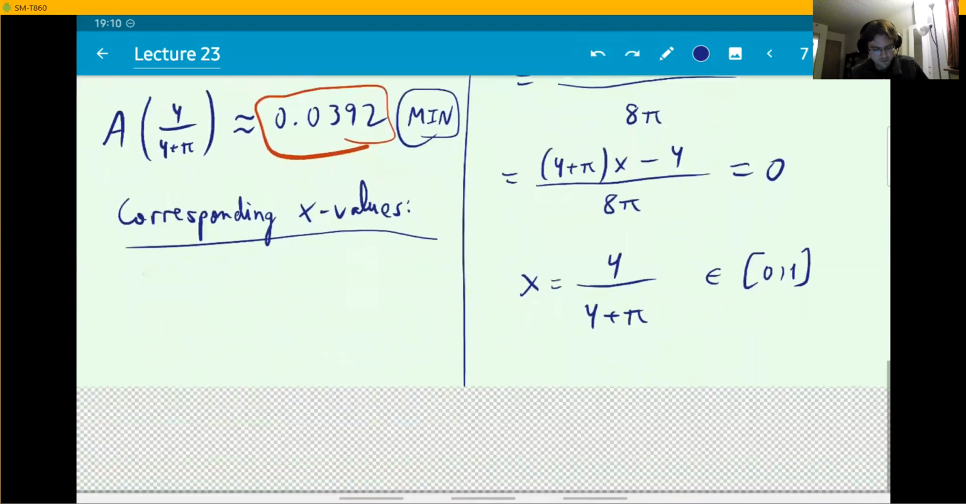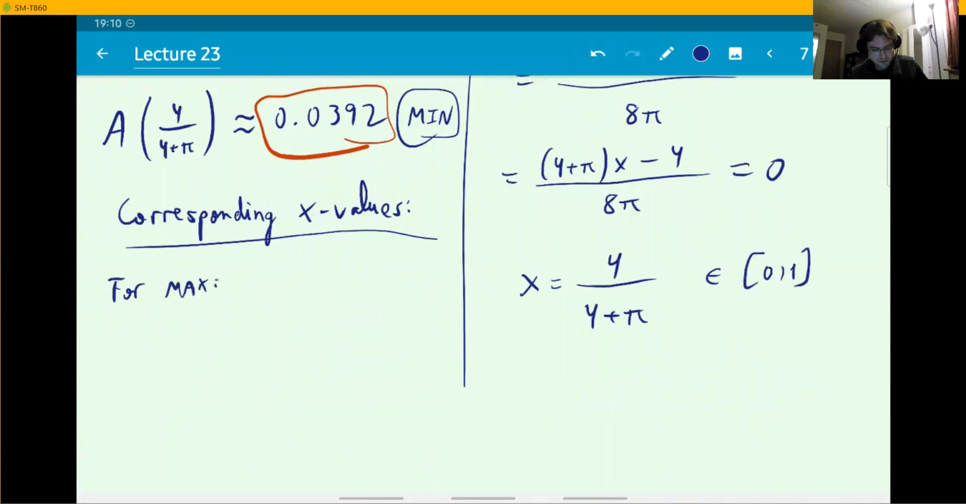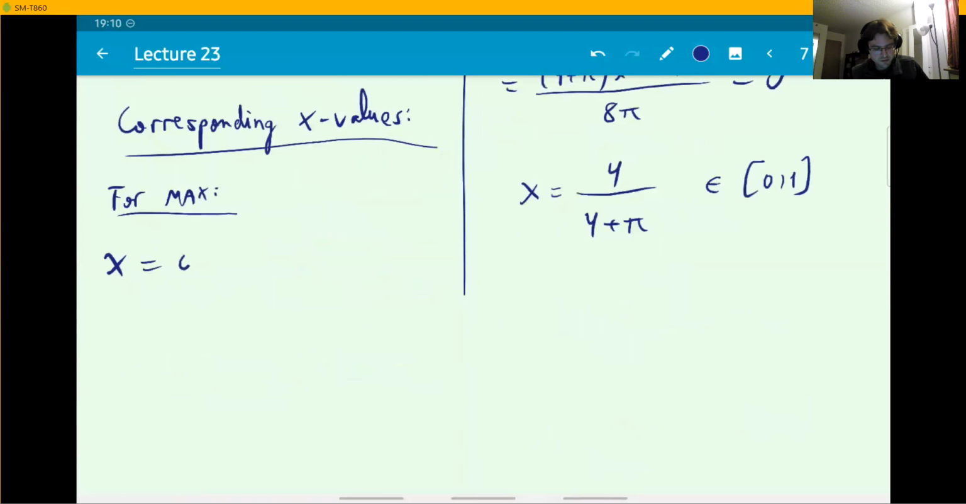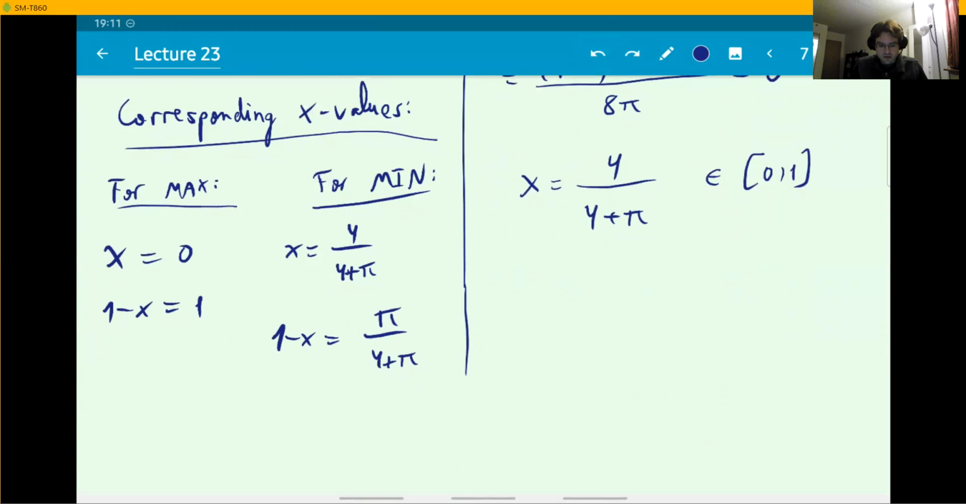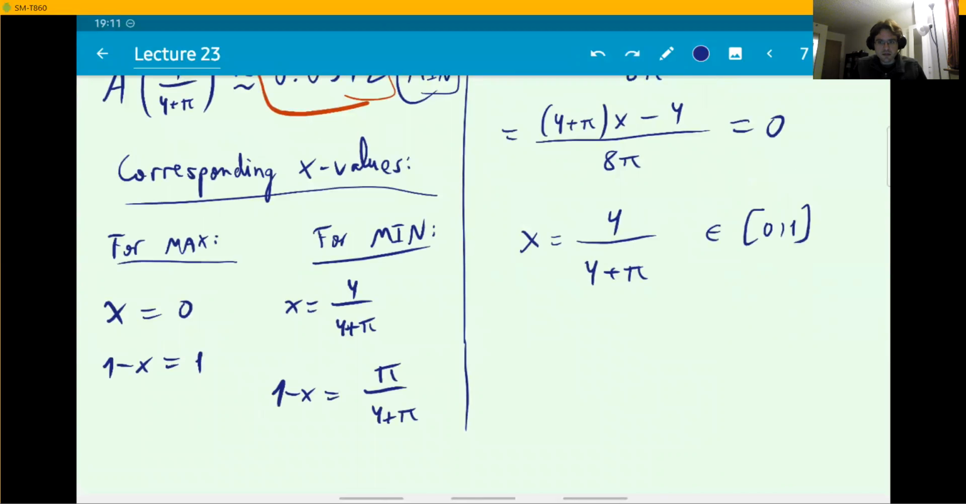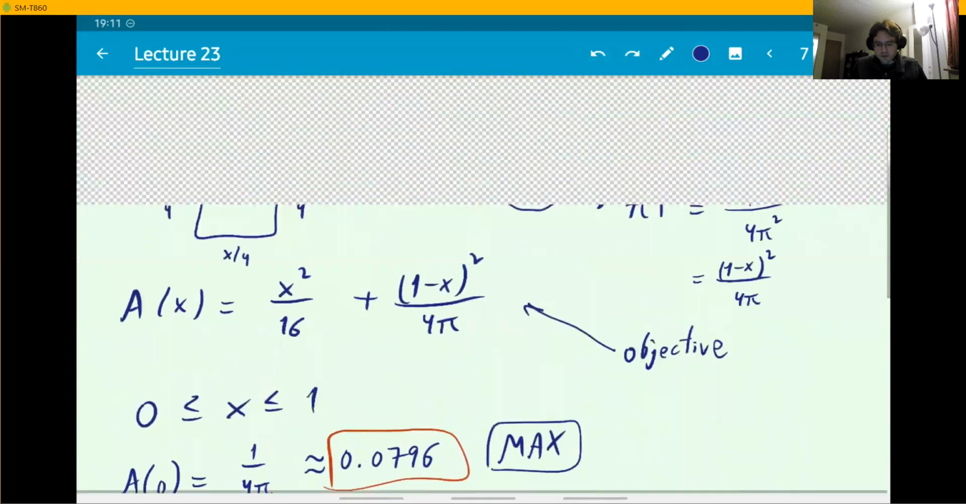So for max, the two segments were 0 and 1. And then for min, we just found the x value was 4 over 4 plus pi. And the other one must be pi over 4 plus pi. Remember, those are the two segments with the sum of 1. So just do 1 minus this one, and you're going to find pi over 4 plus pi. Those are the answers. So as you can see, these are kind of long problems.